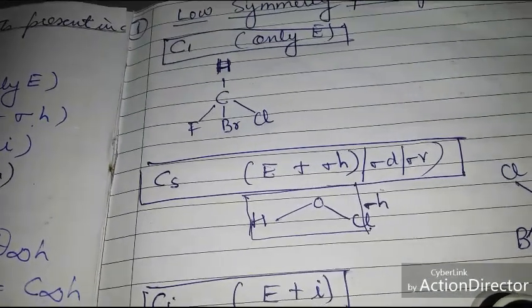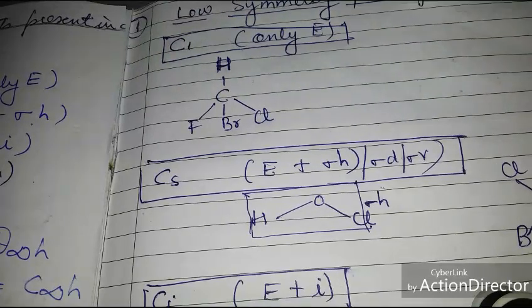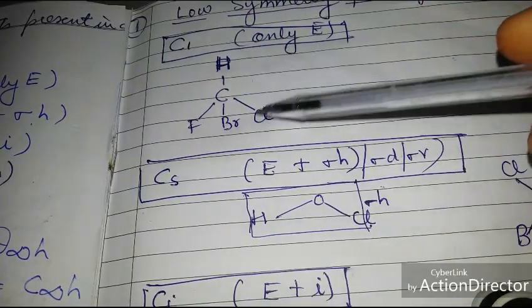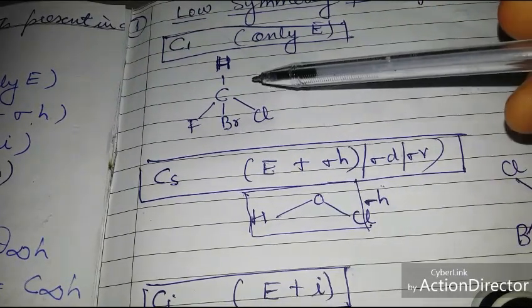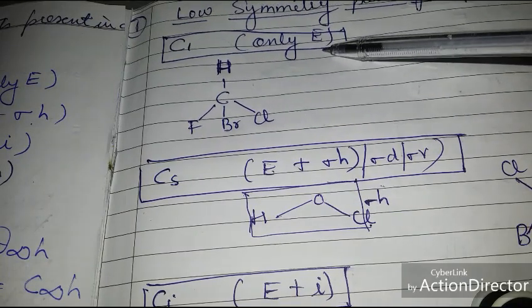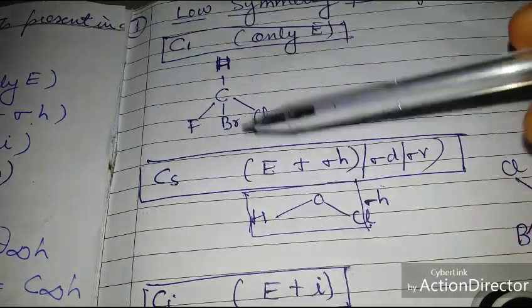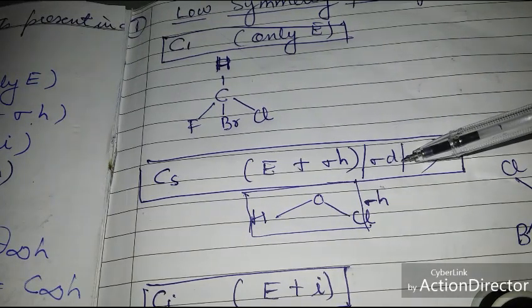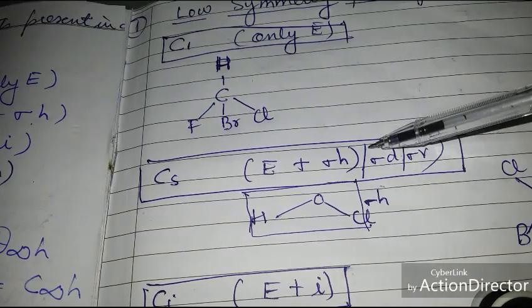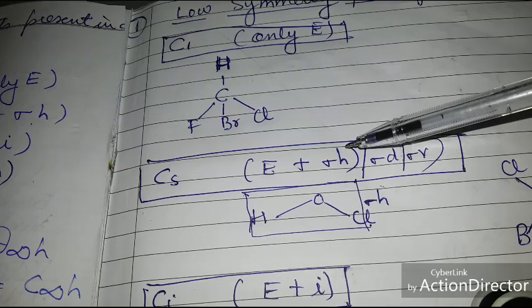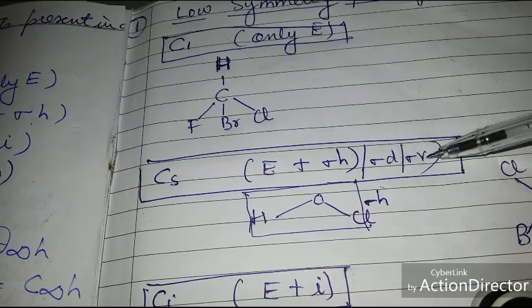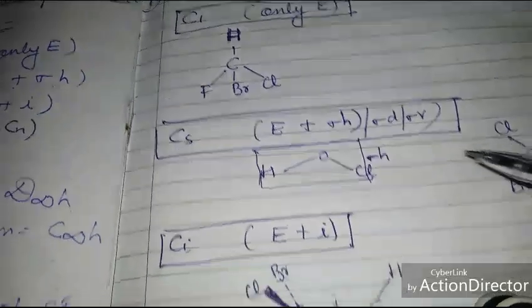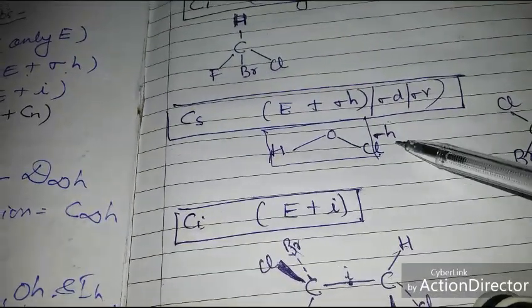First, I will be discussing the C1 point group. It is having only E. So all the 4 substituents will be different. There is no other symmetry in this. It is having only identity. Second is the Cs point group. It is having E plus any one sigma. Sigma can be sigma h, sigma d or sigma v. So here I am considering it is having E and sigma h plane.